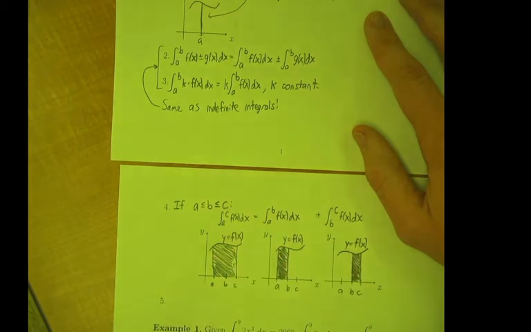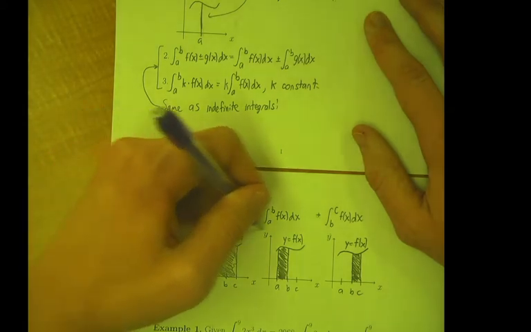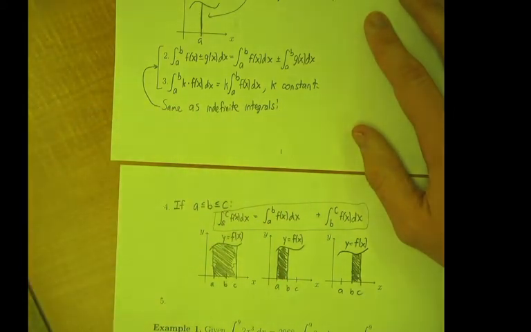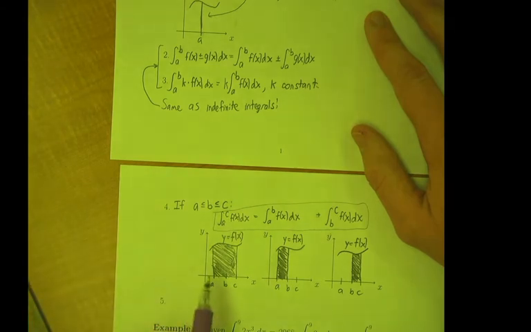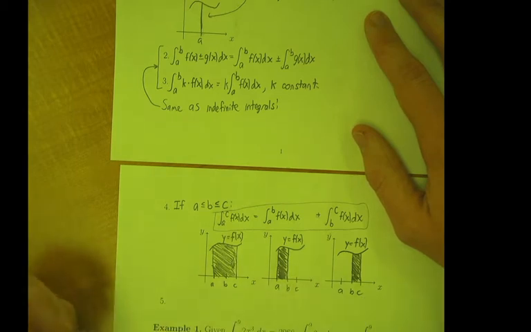So pictorially, that gives us an explanation as to why this property holds regarding definite integrals. What that tells us is that if we have the integral from a to c here, we can split this off into two other integrals here. So that's an intuitive explanation as to why we have this property, pictorially speaking.